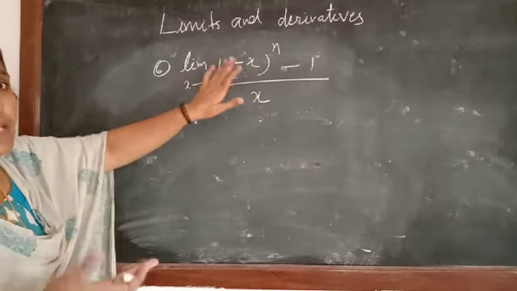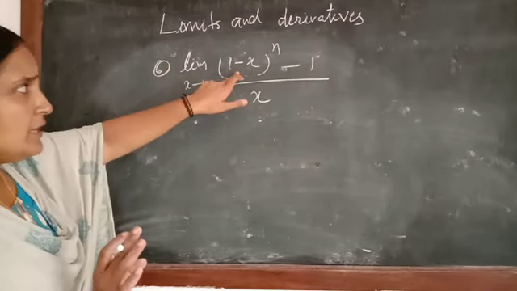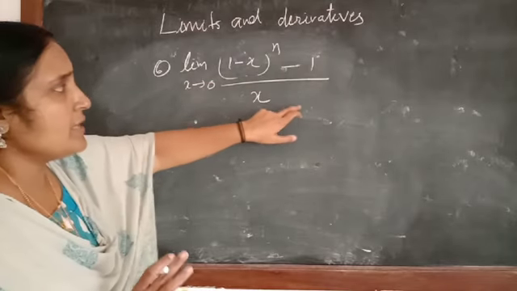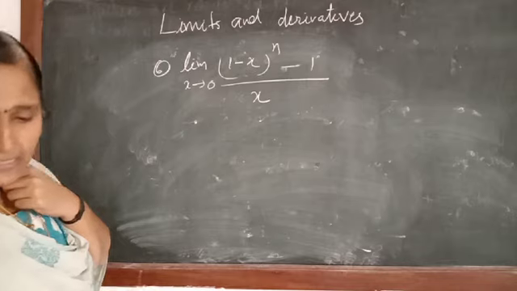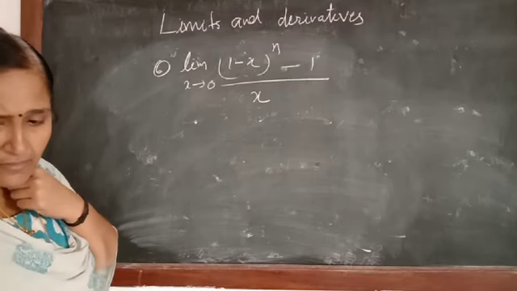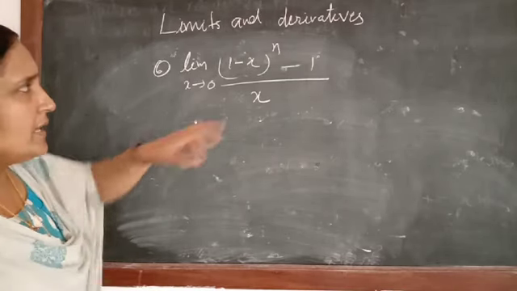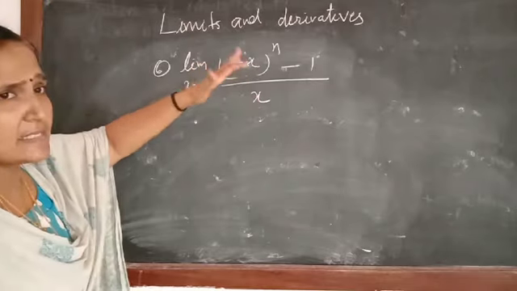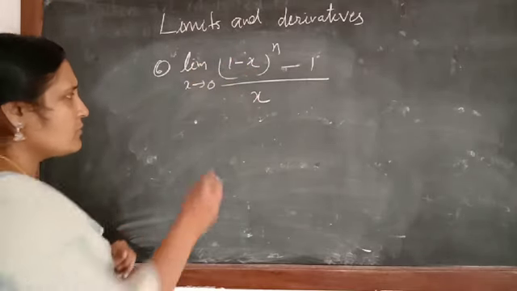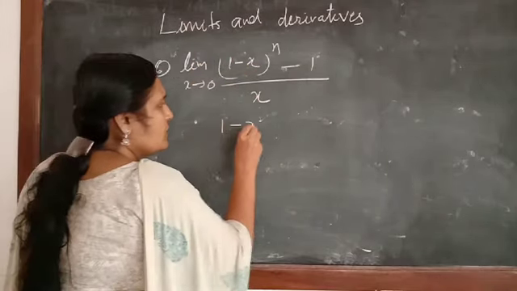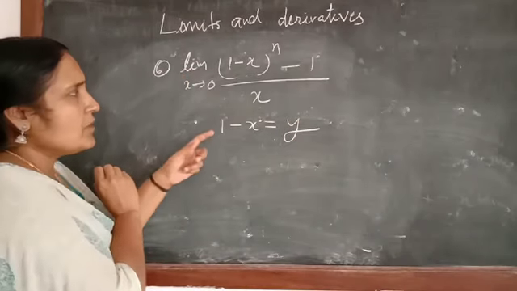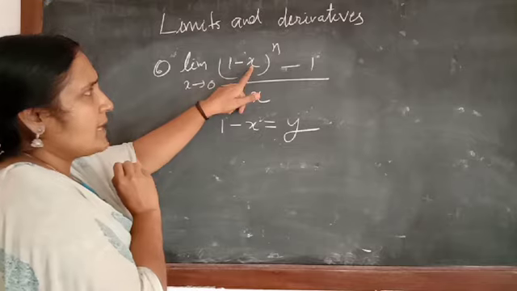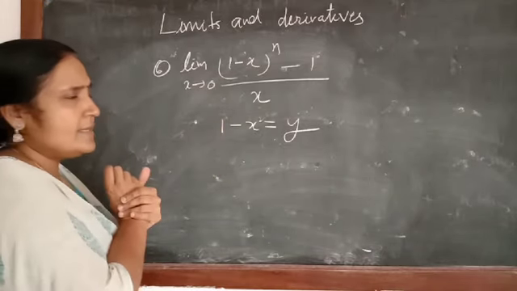Here there is no negative sign and no other terms, only one term, while here we have two terms. But in this question we don't have it in this way. Then how can we do this? Here, in place of 1 minus x, we don't want two terms. So what are we going to do? We are going to take 1 minus x as y. In place of 1 minus x, I am going to write y.